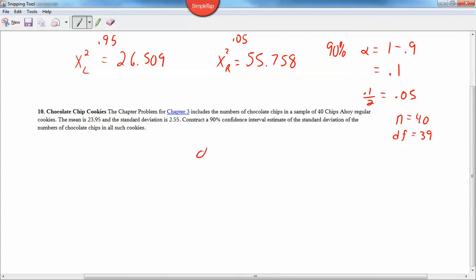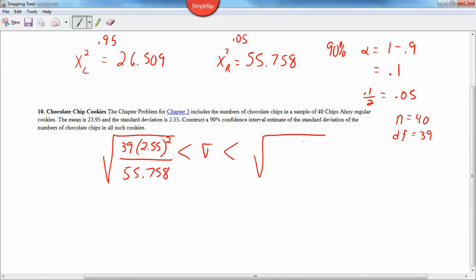Now to construct our interval, we're going to have the square root of n minus 1, so that's 39, times s squared. Standard deviation is 2.55 squared, over, since this is the left endpoint, I use the right critical value. And over here I'm going to have the square root of 39 times 2.55 squared divided by the left critical value, 26.509.